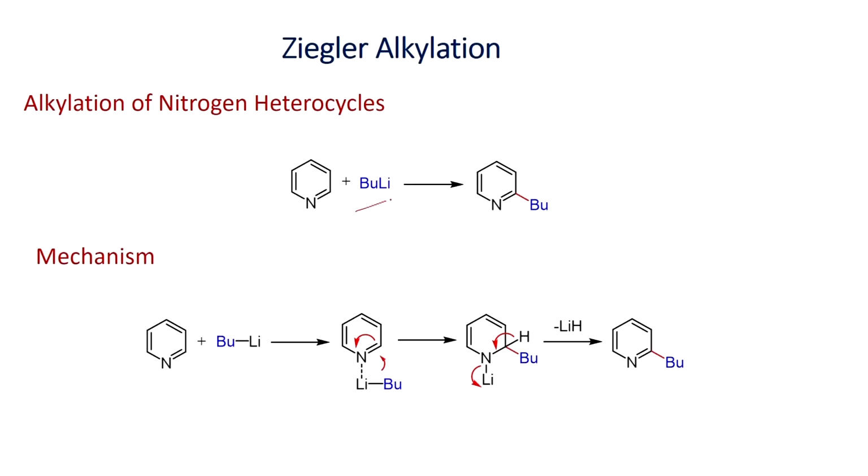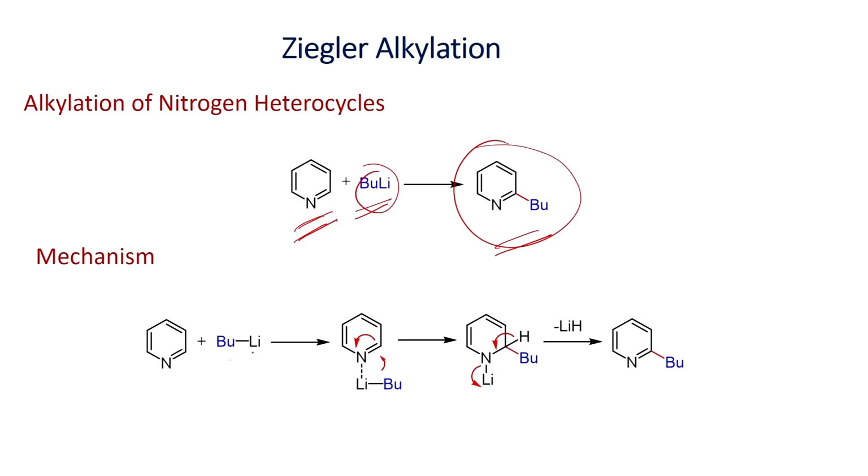The next example is, instead of sodamide, if you have alkyl lithium, this also can undergo reaction. This is known as Ziegler alkylation. For example, the reaction of pyridine with n-butyllithium shown here: when you treat it, you will be able to get 2-alkyl pyridine as a product.